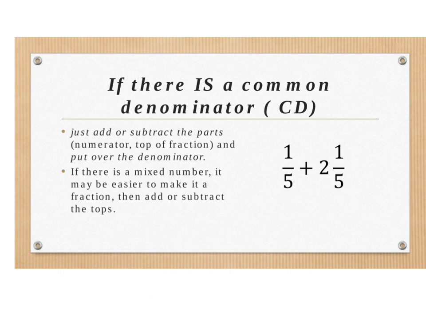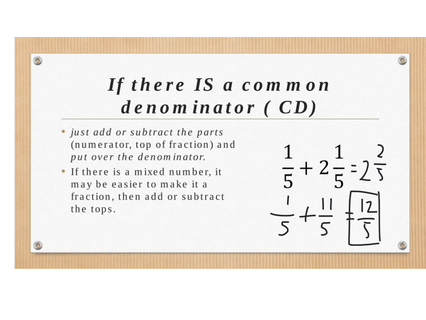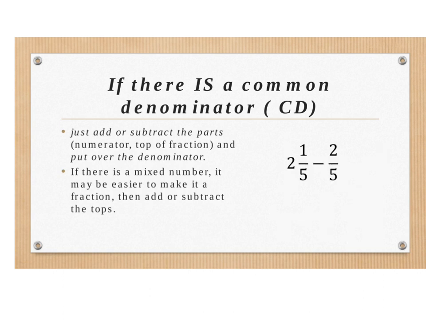Sometimes you might end up with a mixed number, and I like to change them so they're all the same. Since they already have a common denominator, I'm going to change this mixed number: 2 times 5 is 10, 10 plus 1 is 11, and you end up with 12 fifths. If you had done 2 and 2 fifths, that's fine. But for our purposes in algebra, it's almost always easier to have it in fraction form, so leaving it there is fine.